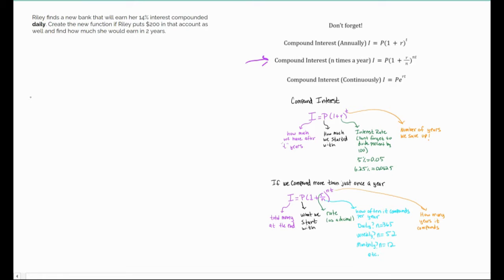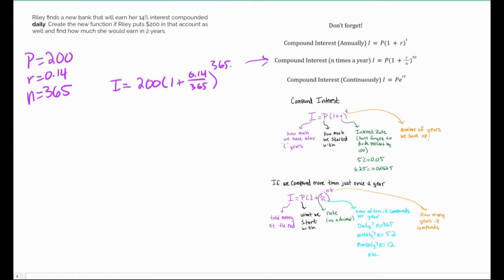So this n value is changing to 365. My principal stays at 200 because that's how much she's putting in, and my rate stays at 0.14 because it's still at 14%. The only thing that changes here is the n value. So what I get for my function here is principal of 200 times 1 plus 0.14 over 365, which is going to be a tiny number, and then 365 times t.